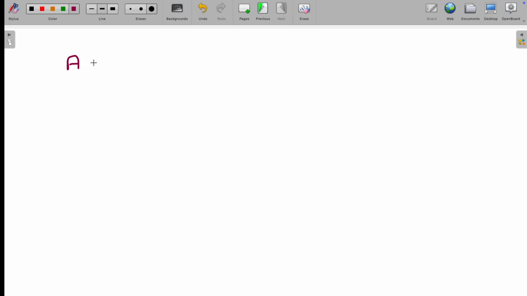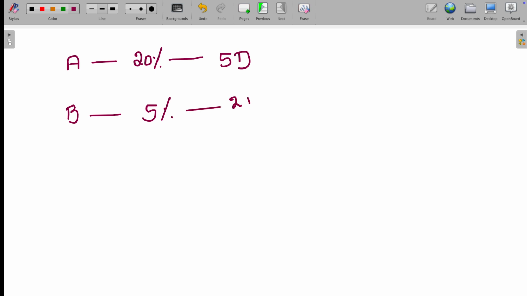Observe here. For example, I will do it. A, you try this. A can complete 20% of the job in 5 days. B can complete 5% of the job in 2 days. Now A plus B can complete the job in how many days? You try this question.